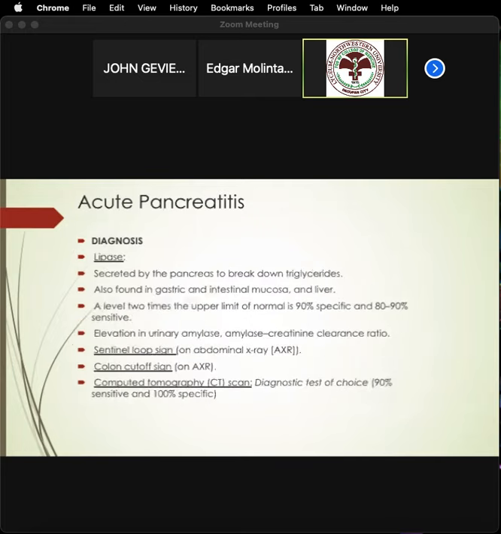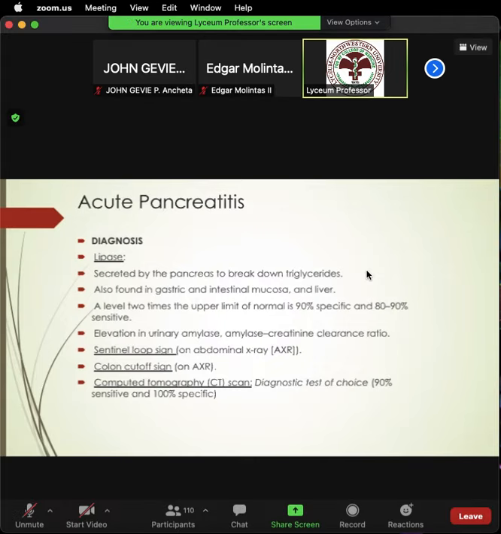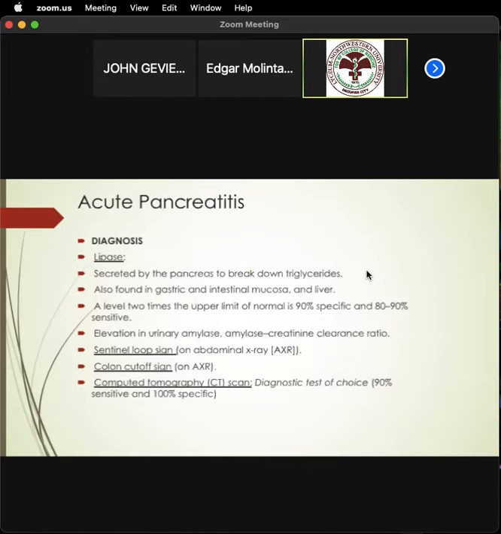Okay, the other laboratory test is lipase. It is secreted by the pancreas due to the breakdown of triglycerides. It is also found in gastric and intestinal mucosa and liver. So the level should be 2 times the upper limit. Amylase is 3 times, but for lipase it should be 2 times the upper limit in order to be 90% specific and 80 to 90% sensitive.